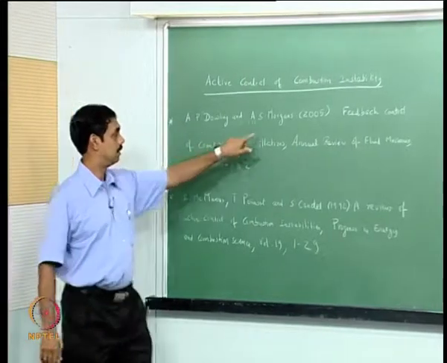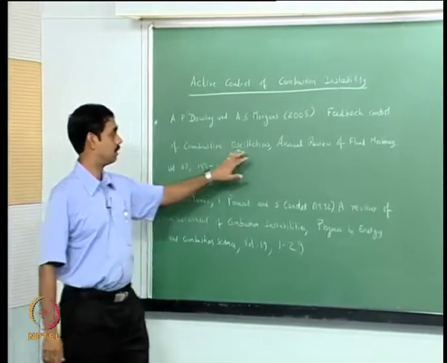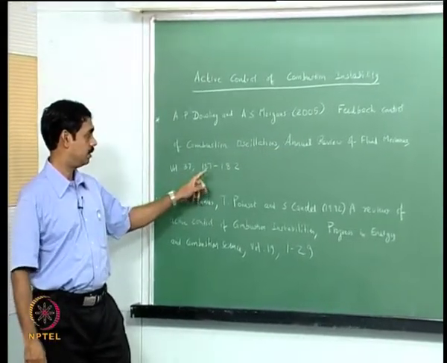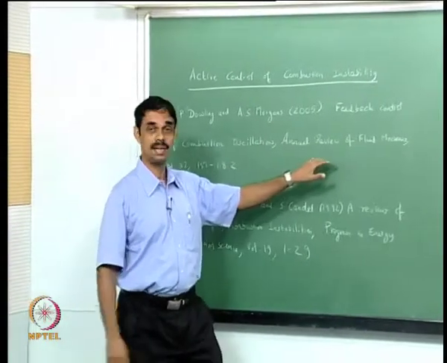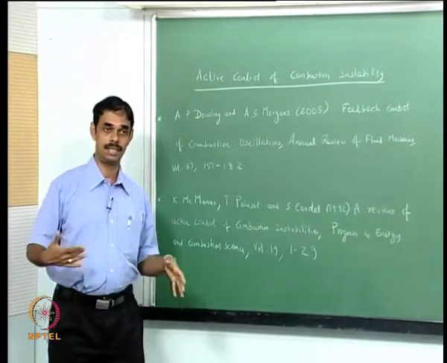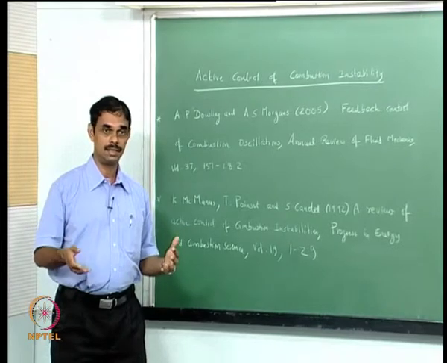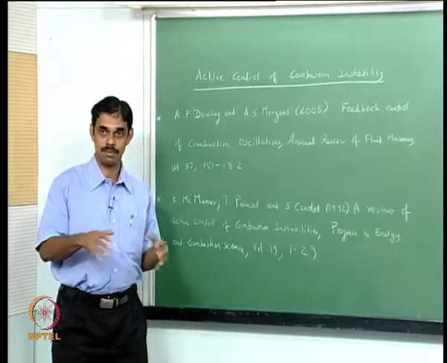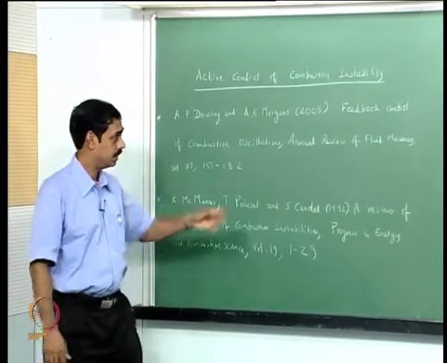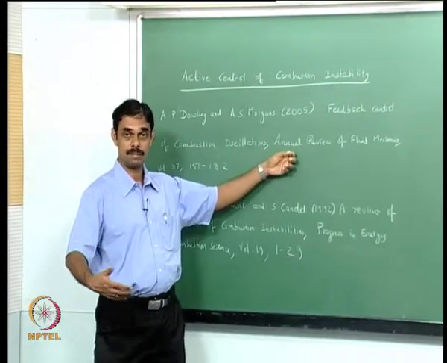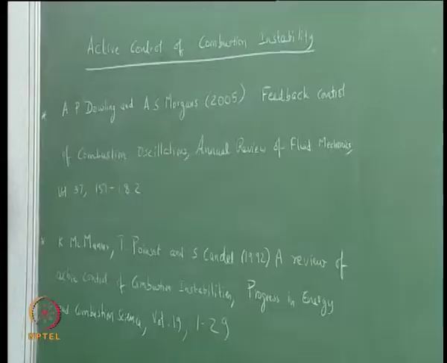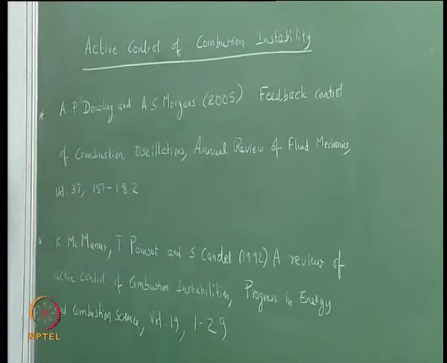The first is Ann Dowling and Aimee Morgans' Feedback control of combustion oscillations, in the Annual Review of Fluid Mechanics, volume 37, pages 151 to 182. Annual Review of Fluid Mechanics is an impressive journal in which every year the editorial board looks at what developments there are, and if some subject has come to some level of understanding or closure, and they are starting off in some other directions, they will invite the best person in the subject to write an article. You can't just go and send them an article. So it's a very prestigious thing to get an invitation to write there.